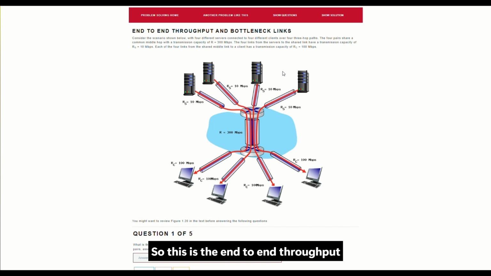So this is the end-to-end throughput and bottleneck links. Consider the scenario shown below, with 4 different servers connected to 4 different clients over 4 3-hop paths. The four pairs share a common middle hop with a transmission capacity of R equals 300 megabits per second.